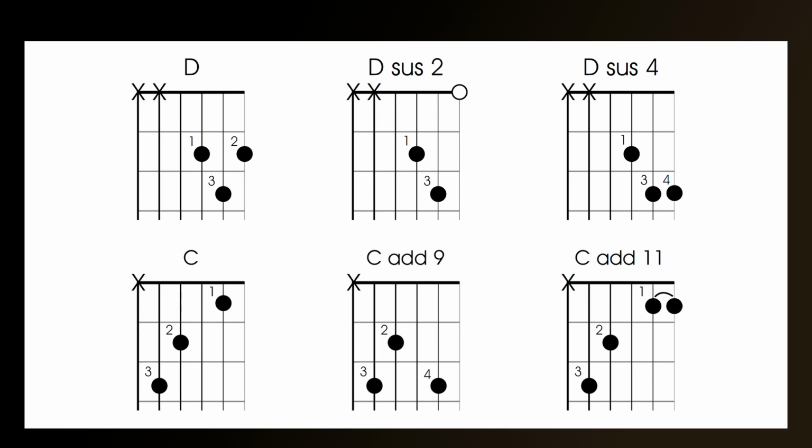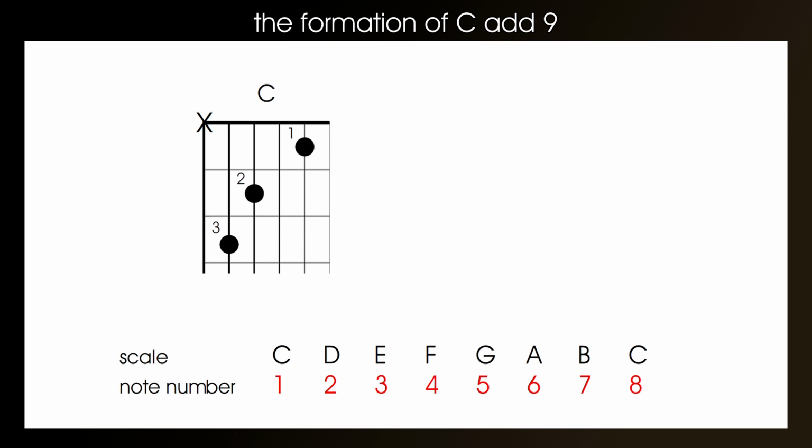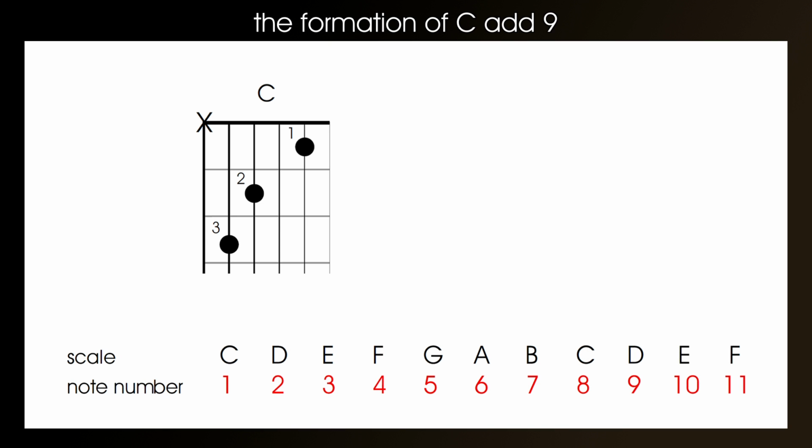Right, let's do another example, and this time we'll look at a C add 9. And we'll start the same way with the C major chord and the C major scale. But this time you'll notice that the scale stops on the 8th note, because that's one complete octave. So to go beyond the 8th note, what we actually do is go up to the 7th note and start again. So you'd go C, D, E, F, G, A, B, C, D, E, F, and so on.